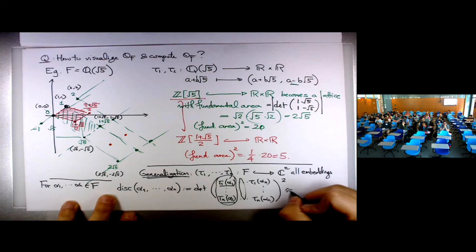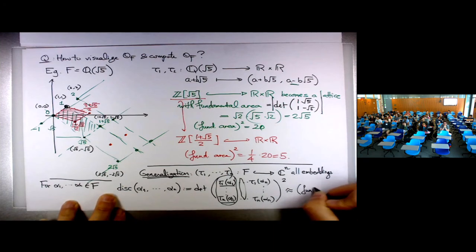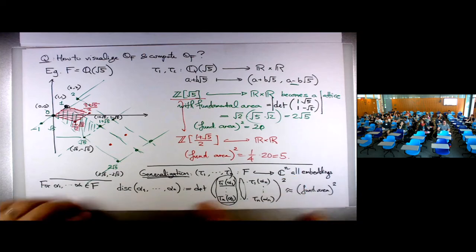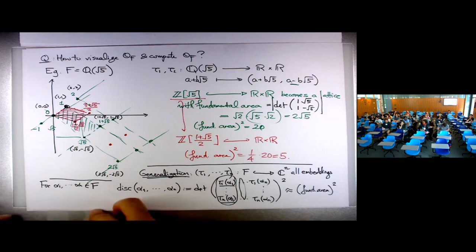So this is roughly the fundamental area squared, because I put a square here. Well, it would be literally true if it's not complex embeddings, just real embeddings. Because of the complex embeddings, it turns out this determinant could actually be a negative number. These are some subtle things in the exercise that are like this. I won't have time to do this. But I think it's a good way to keep in mind that it's roughly the same as the fundamental area.